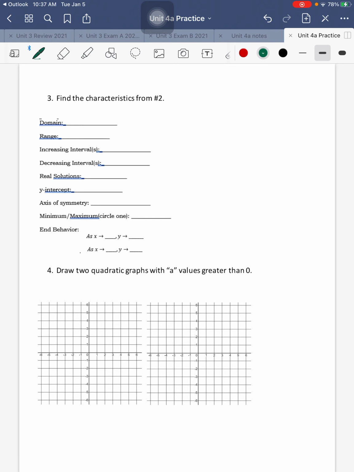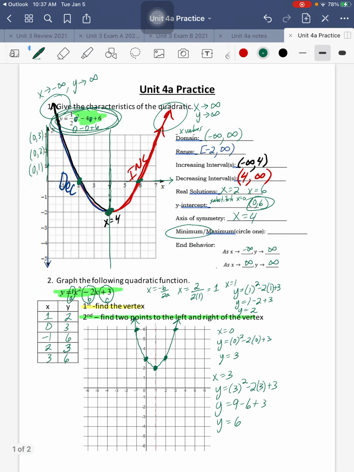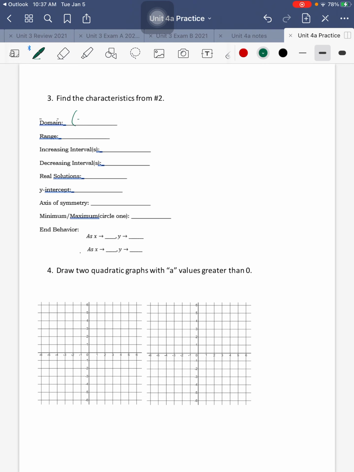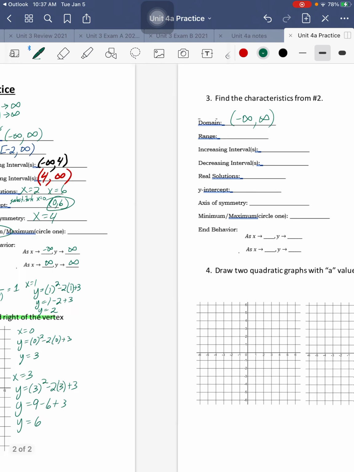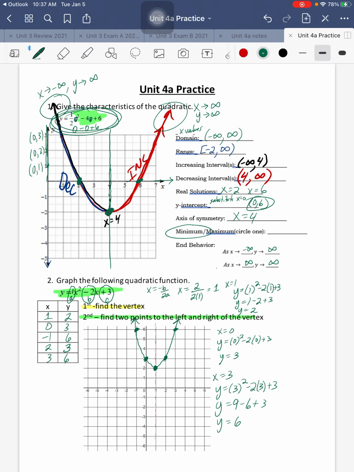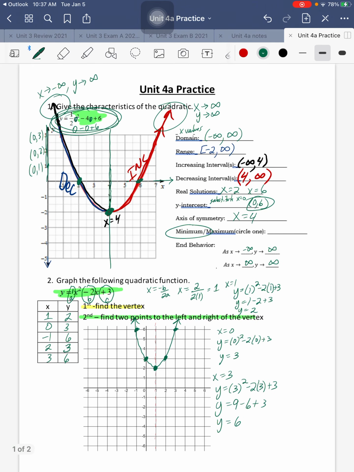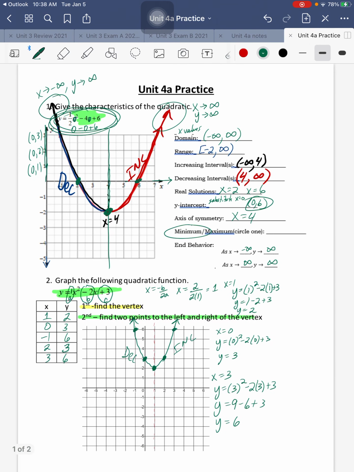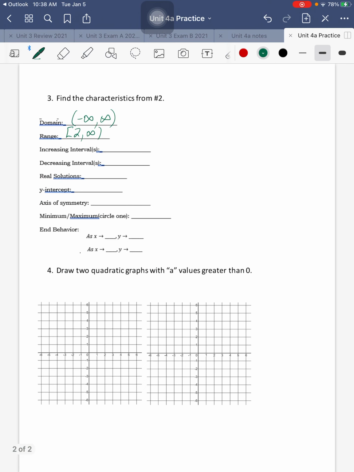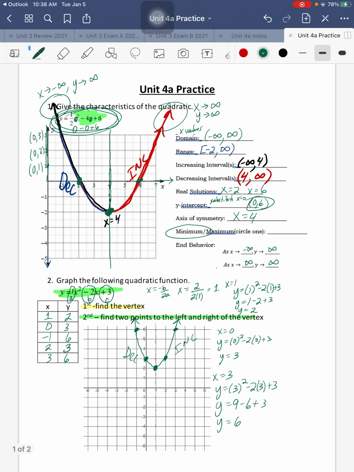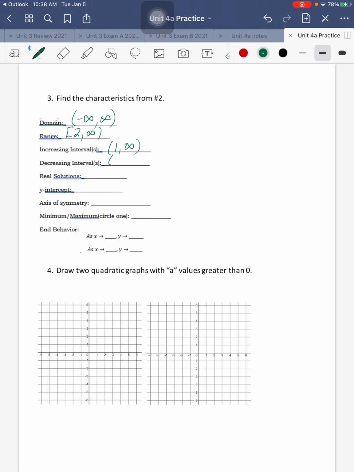Now on to the second page. Find the characteristics. Domain, how far left and how far right? Well, that's going to be -infinity to infinity. It keeps going left and right. The minimum or range, the y value, the lowest y value is at 2, and it goes up to infinity. Increasing interval, so label in the graph from left to right, it's going down. So this is decreasing and then increasing. We want increasing first, so it increases from 1 to the right forever to infinity. It decreases from left to right from -infinity to 1.